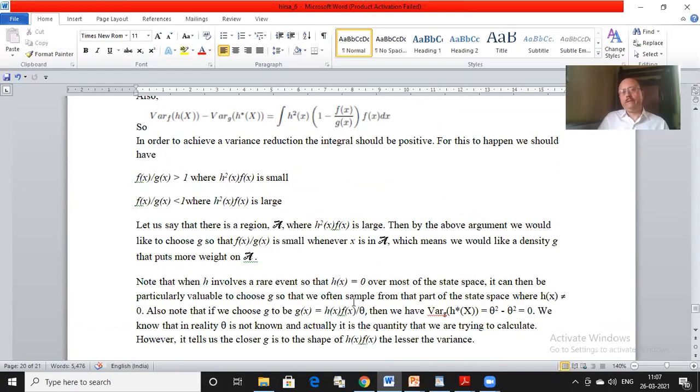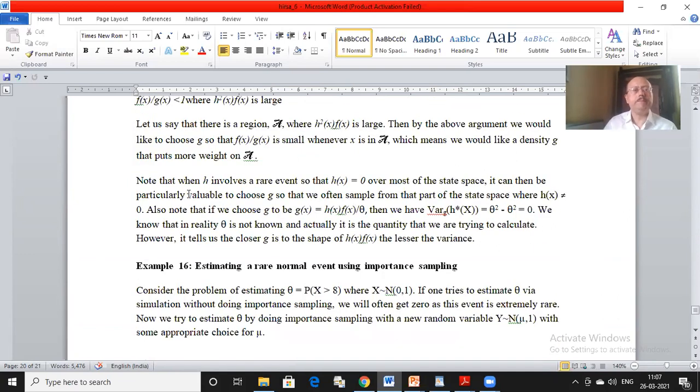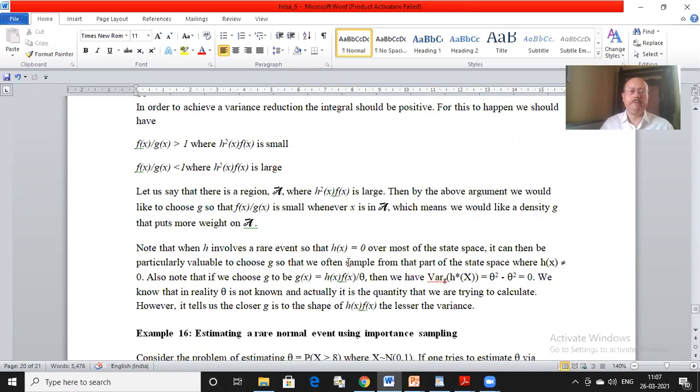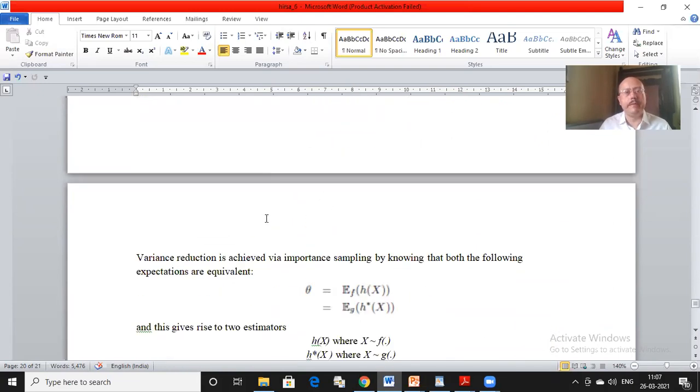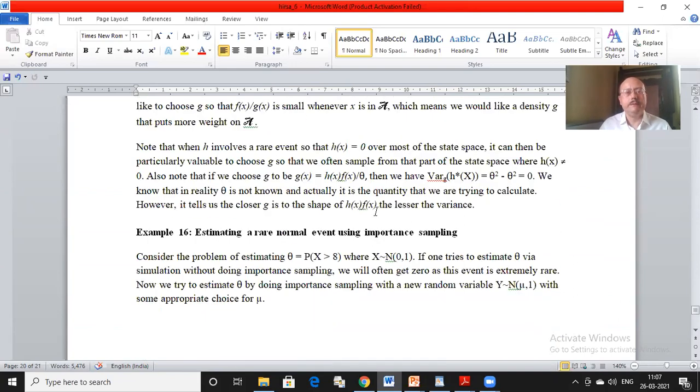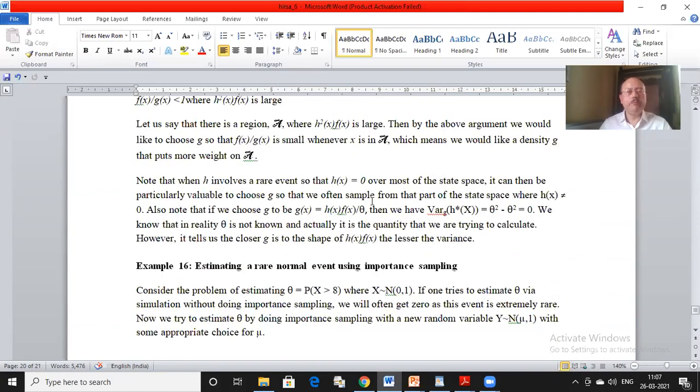One very important application of this, which we'll discuss in an example now, is when h involves a rare event. So suppose my h function, my contract, is such that it is equal to 0 over most of the state space. So it actually involves a rare event, and most of the time it is 0. It can then be particularly valuable to choose a g so that we sample from that non-zero part of the state space more often.